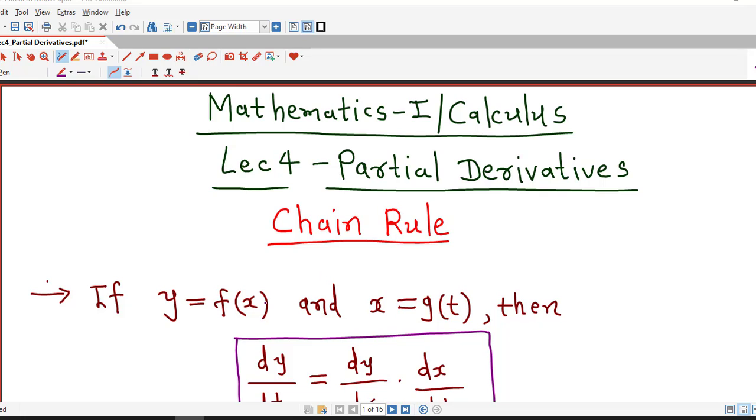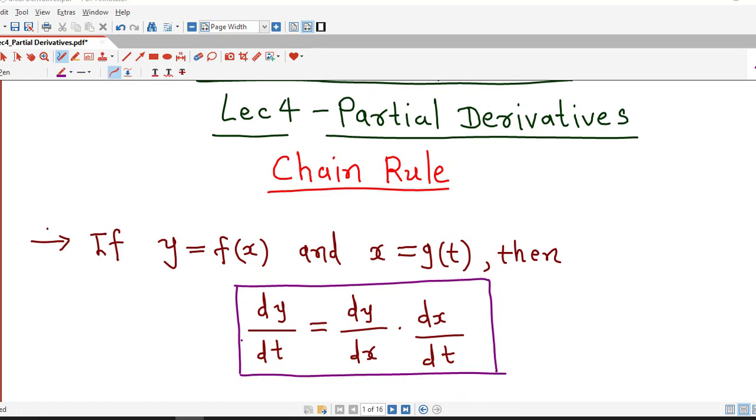In this lecture we are going to discuss chain rule. We will generalize chain rule from ordinary derivatives to the partial derivatives. So first we understand the chain rule for ordinary derivatives.